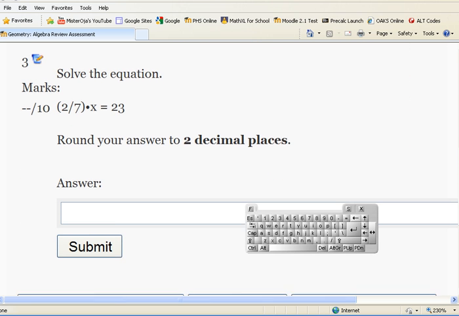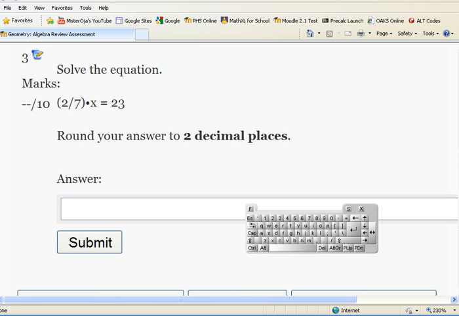Okay, what about this? Now, one thing that's important to do here is rewrite this. We don't want to use these diagonal slashes. We want to rewrite the problem before we even start. So this should become 2/7 times x equals 23. Okay, now what do we do to undo that multiplying by 2/7 and isolate the x here?